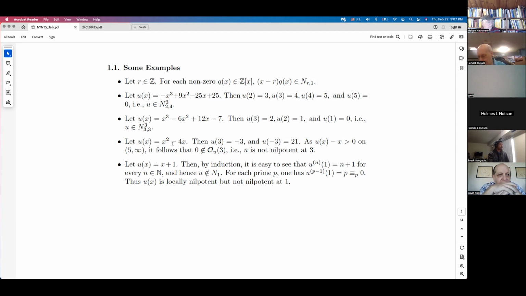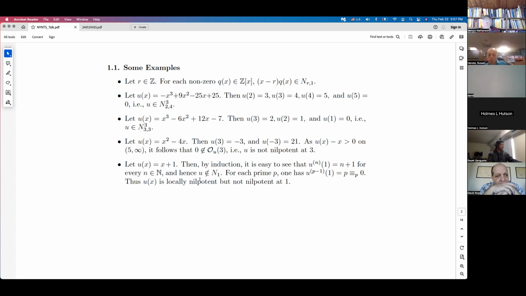One example might be interesting, which is non-nilpotent. So we can consider x squared minus 4x. And u of 3 is minus 3, and u of minus 3 is 21. And after that, one can check very easily that this is going to be strictly greater than 0 for every x which is strictly larger than 5. So that means if you start at 3, you will never reach 0. So u is not nilpotent at 3.